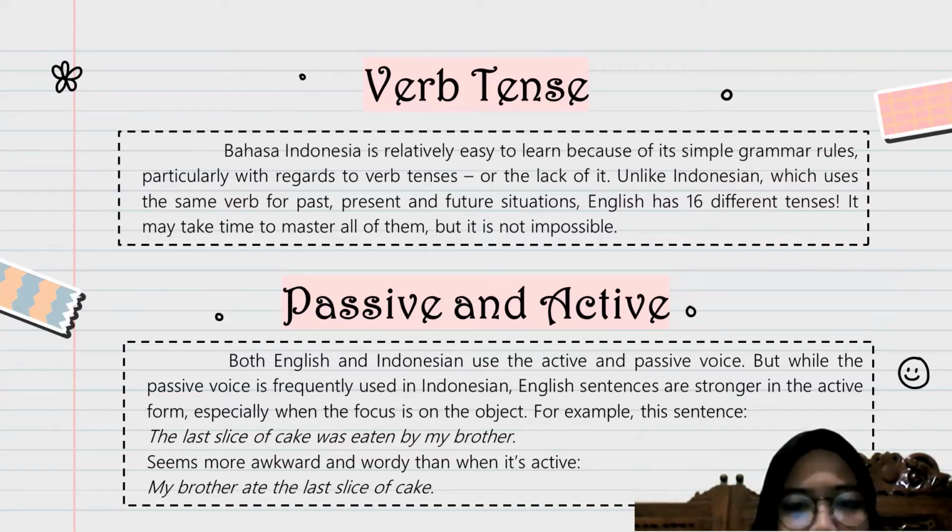And then passive voice. Both English and Indonesian use the active and passive voice. But while the passive voice is frequently used in Indonesian, English sentences are stronger in the active form, especially when the focus is on the object. For example, this sentence: "The last slice of cake was eaten by my brother," seems more awkward and wordy than when it's active: My brother ate the last slice of cake.